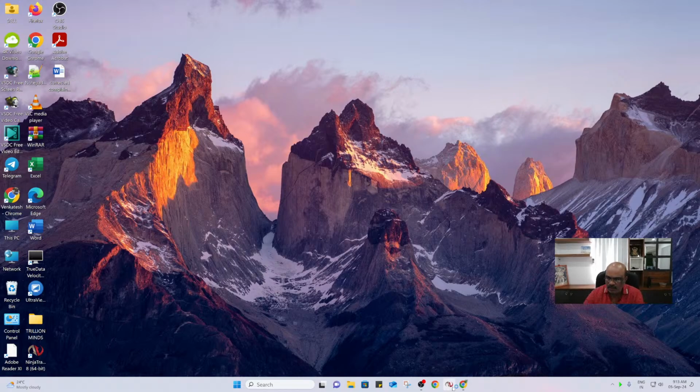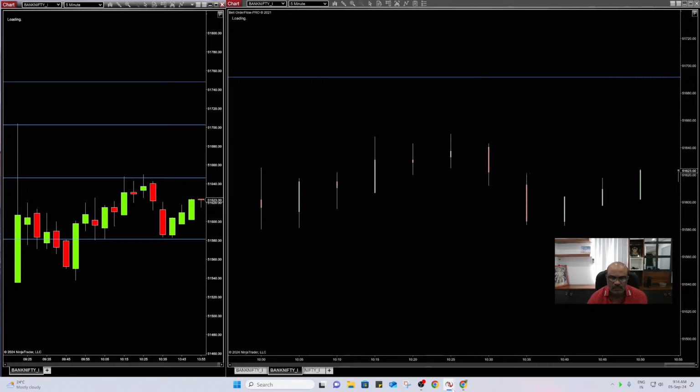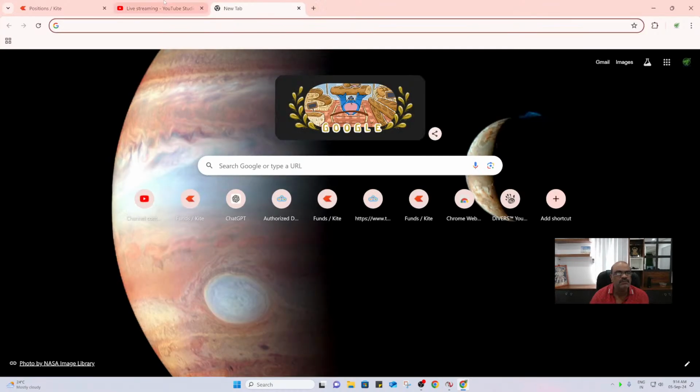The market is about to open in another 2 minutes. This is the order flow chart I am using. And also in the meantime I will open TradingView also.